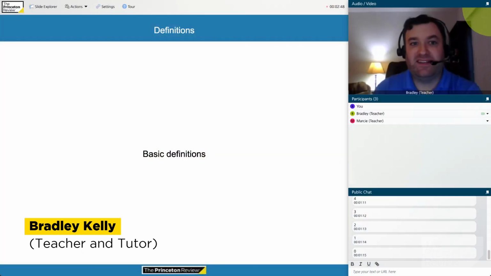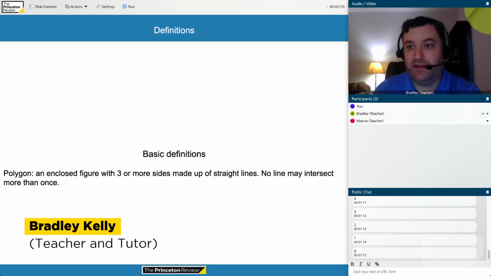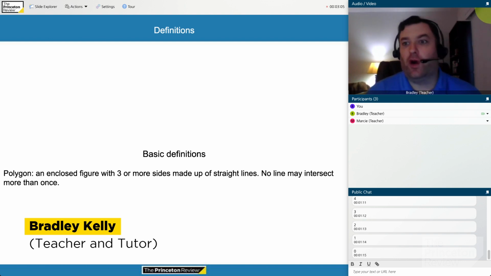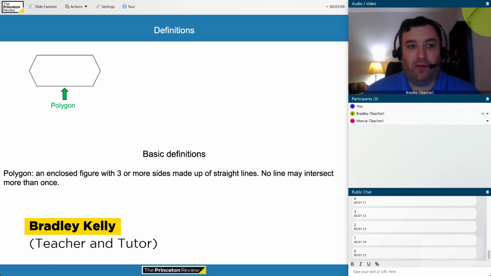So let's start off with some basic definitions that are going to be necessary before we even start talking about interior and exterior angles. The first one is just a polygon. A polygon is just an enclosed figure with 3 or more sides made up of only straight lines, and no lines may cross any other lines. So this hexagon would be a good example of a polygon, all straight lines, no lines crossing any others.